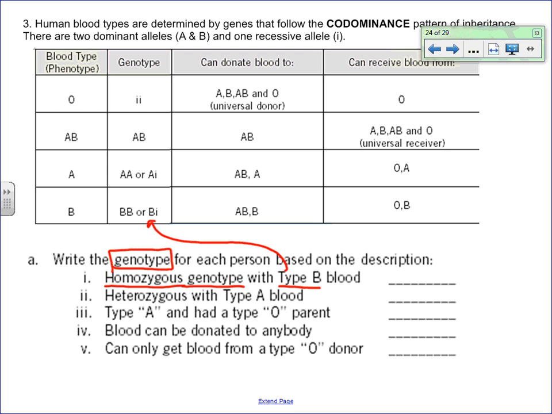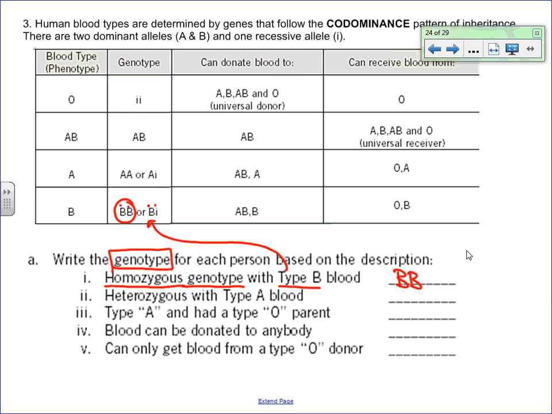Okay, so if we've got type B blood and we're looking for a genotype, our two possible genotypes are either BB or Bi. Now, which one of those is homozygous? The only one of these that is homozygous is big B, big B, because that means that both alleles are the same. If you have a homozygous genotype with type B blood, you have to be big B, big B. Let's take a look at the next question.